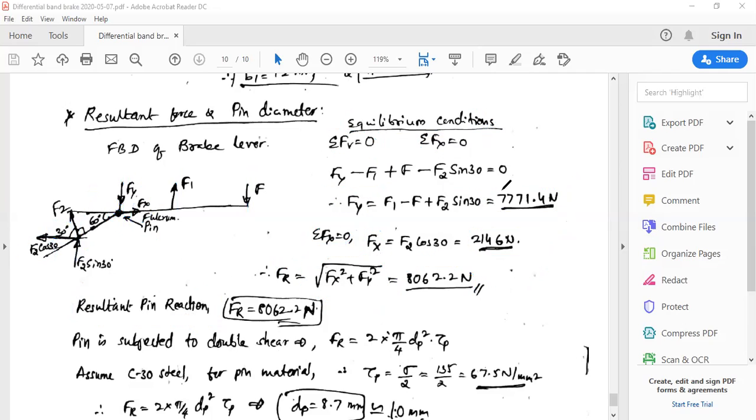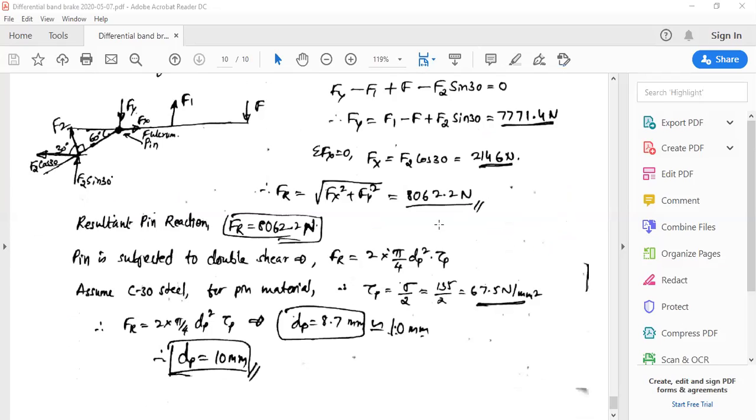Once you get the resultant pin reaction, the next thing we have to see is what kind of stress is induced in the fulcrum pin. This is the common procedure for the fulcrum design. Once you get the FR value, we have to see what kind of stress is induced here. The pin is subjected to shearing action, and what kind of shear is it? Double shear. So here FR, that is the resultant reaction, is equal to pi by 4 dp square into tau p, and it is multiplied by 2 because it is subjected to double shear. So 2 into pi by 4 dp square into tau p.